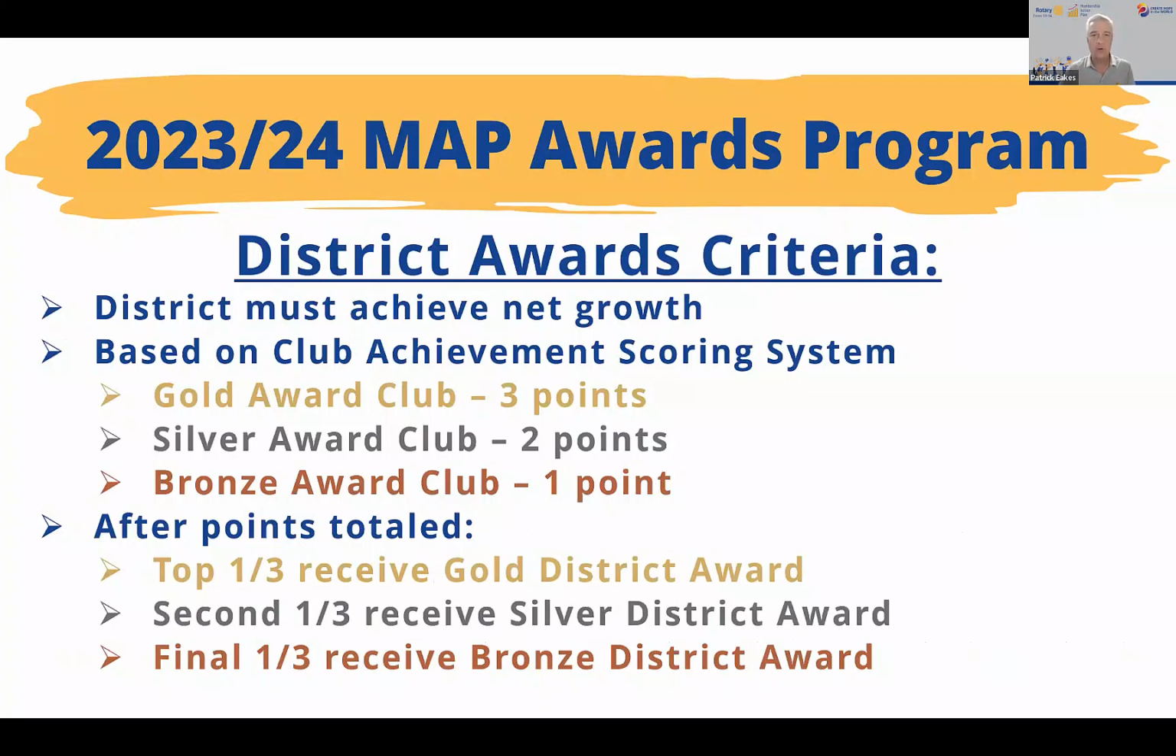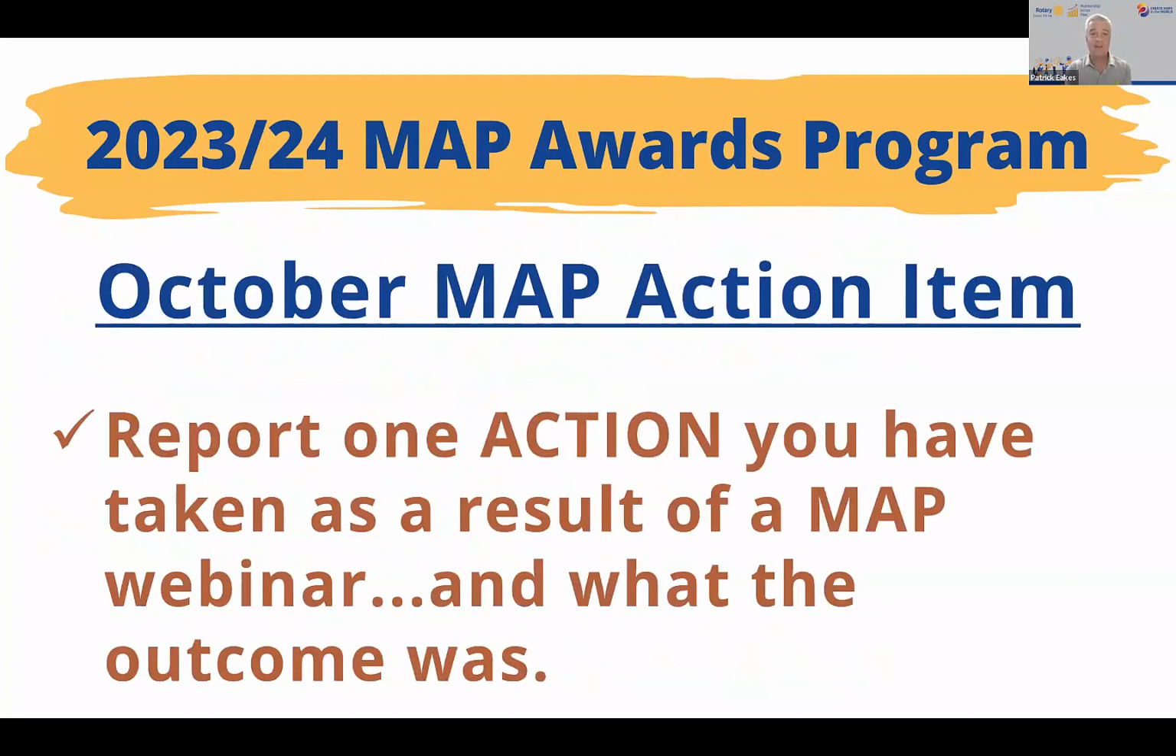Like with the club awards, your district needs to show a level of membership growth for the year to achieve any of the awards. This month's action item is to report one action that you have taken as a result of MAP webinars and what the outcome of that action was. If you have any questions regarding the awards program, you can put that in the chat box now.